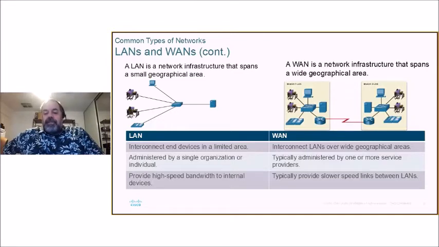And so WANs typically interconnect LANs over a wide geographical area, typically administered by one or more service providers. They are typically slower than LANs because the more bandwidth you use, the more it's normally going to cost you. And so you limit that speed to what's affordable.